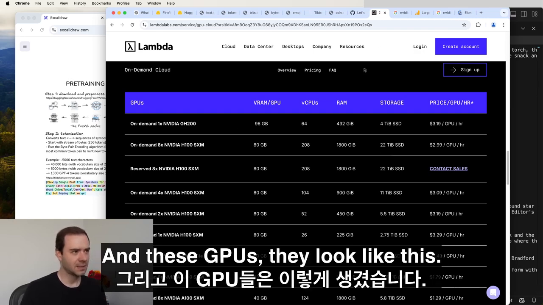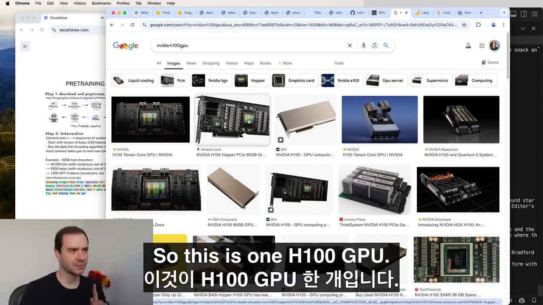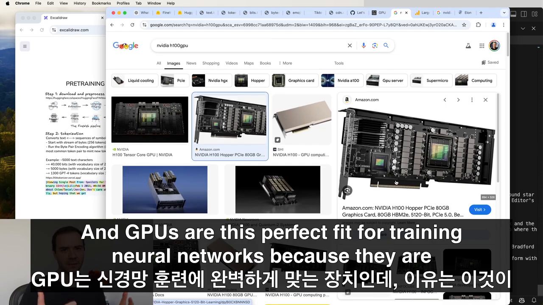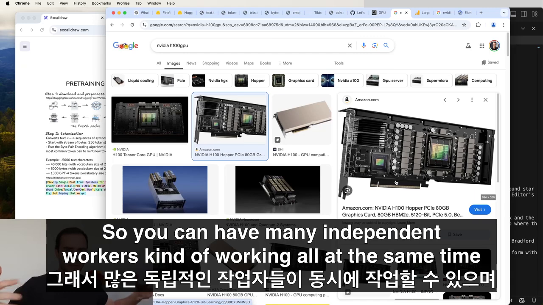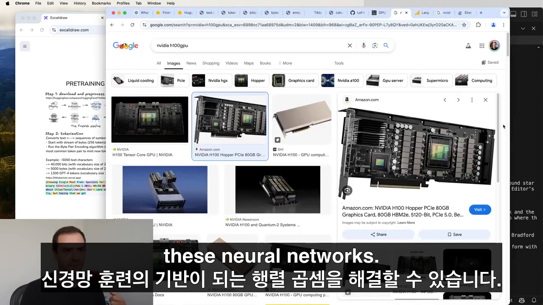And these GPUs, they look like this. So this is one H100 GPU. This is kind of what it looks like, and you slot this into your computer. And GPUs are this perfect fit for training neural networks because they are very computationally expensive, but they display a lot of parallelism in the computation. So you can have many independent workers working all at the same time in solving the matrix multiplication that's under the hood of training these neural networks.